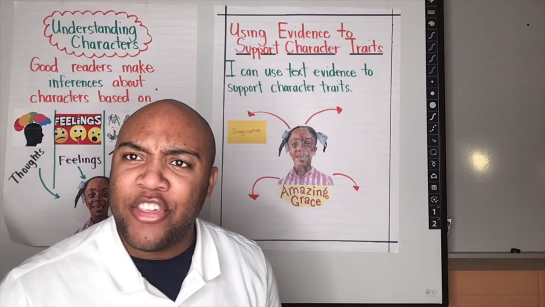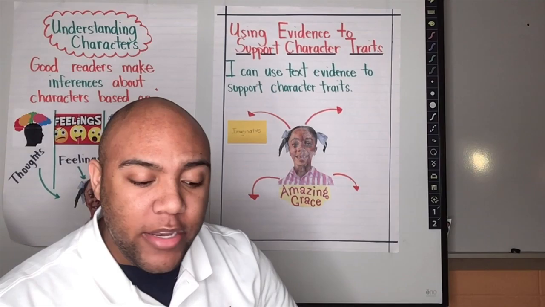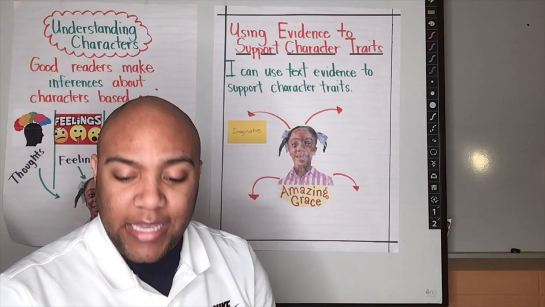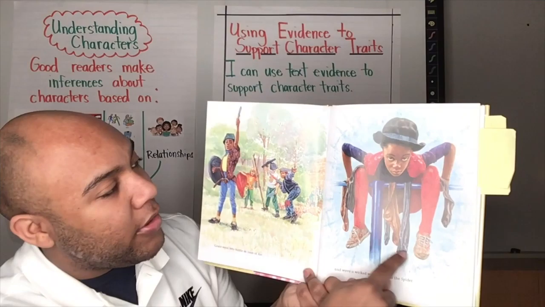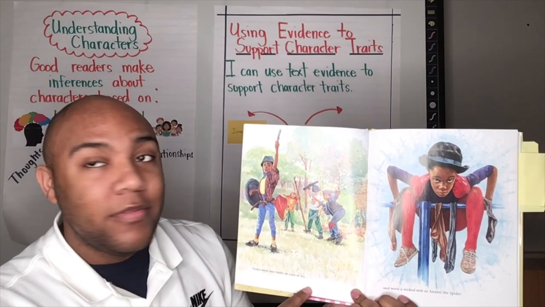Well, if we go back to the text, we know that Grace is acting out stories. It even says she wove a wicked web like Anansi the Spider. Look right here on this page. Or right here, Joan of Arc went into battle. That's another example. Let's continue with the story.